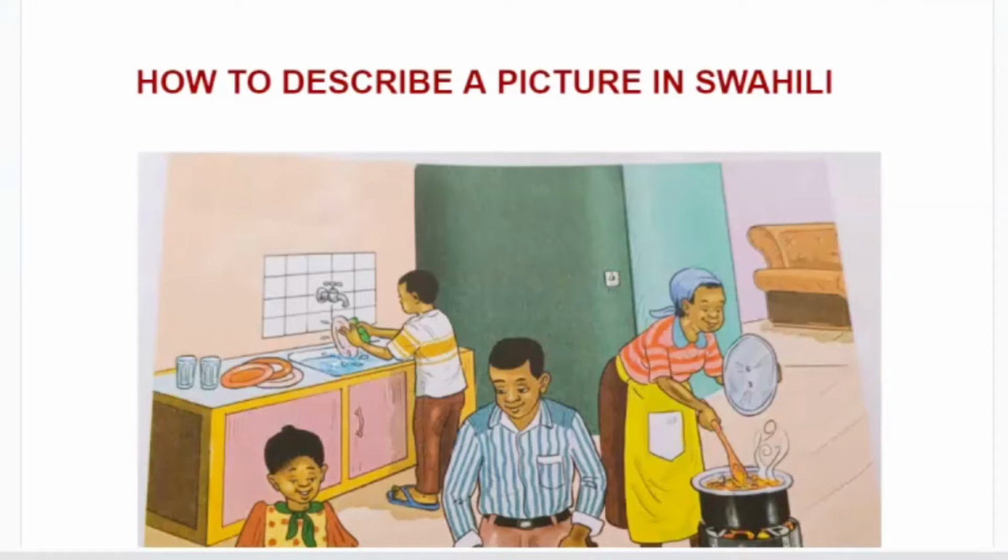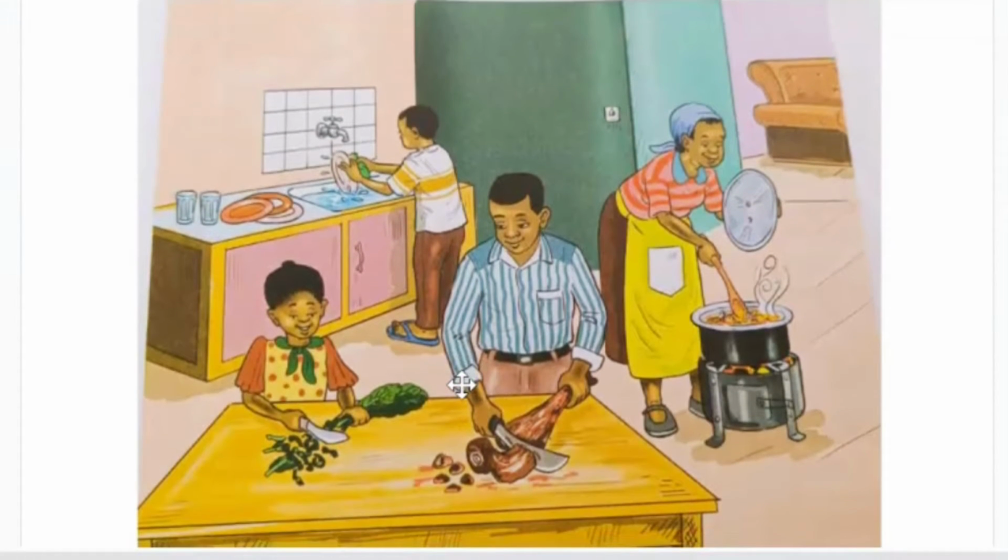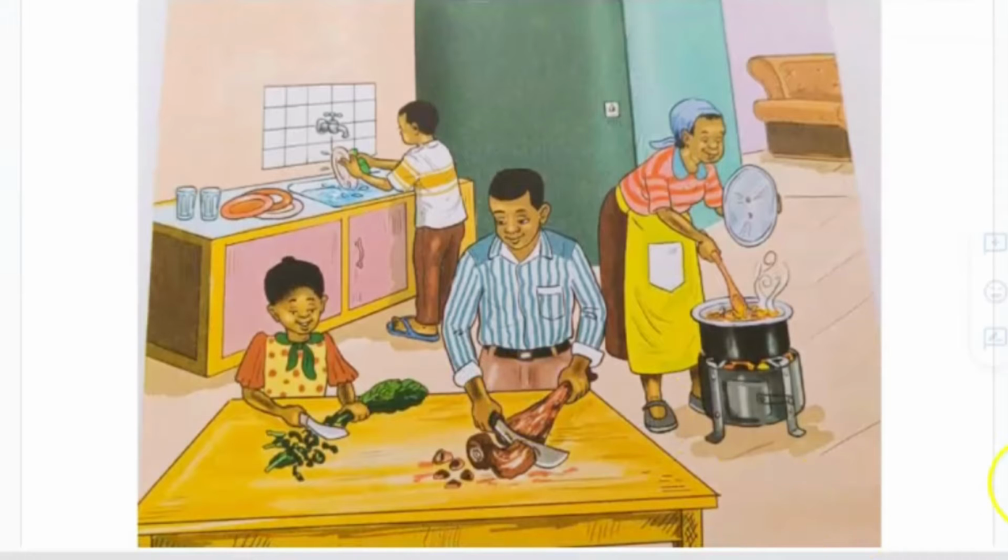So today I have one picture here. Let me just scroll it up. I hope you all can see the picture clearly. We are going to try and say something small about this picture. This is just an example. There are different types of pictures in different places that you can try to describe. For today, we can start with this one.